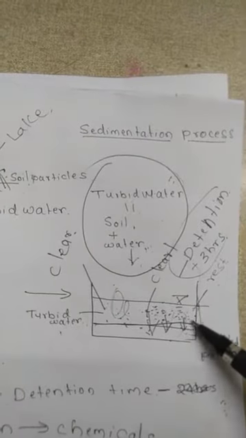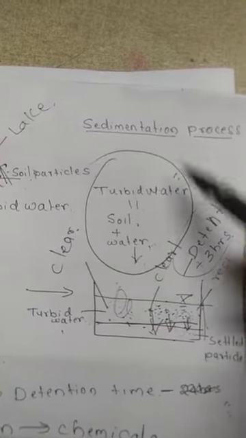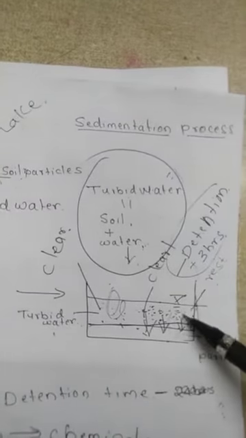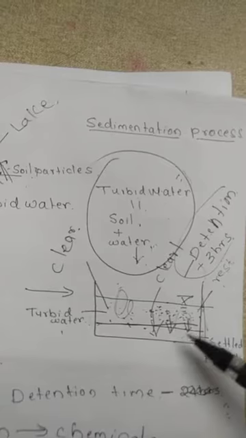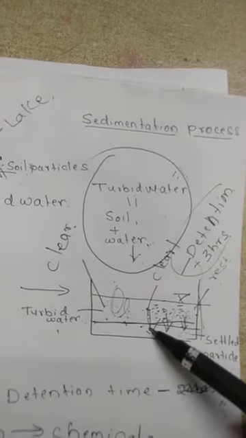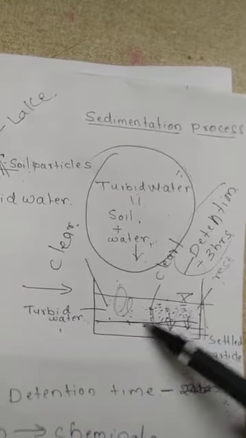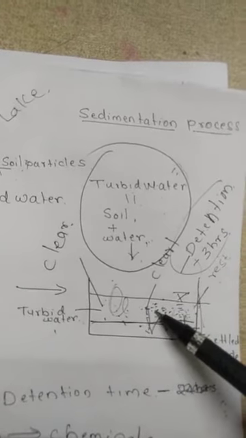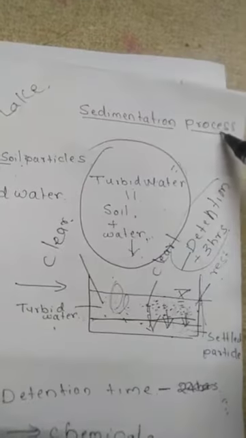Now, in order to remove these suspended and settleable soil particles, we need to have this sedimentation process. If we don't have it, these settleable and suspended particles will continue further into the water treatment plant, and it is going to create a choking problem, as well as the water will remain turbid if we don't remove these suspended particles. That is the reason we are going to do this sedimentation process.